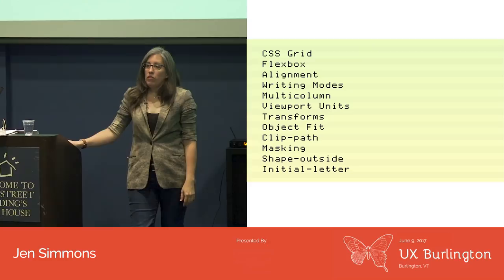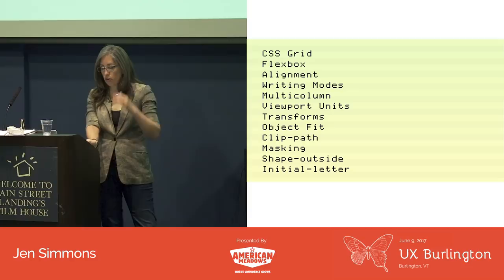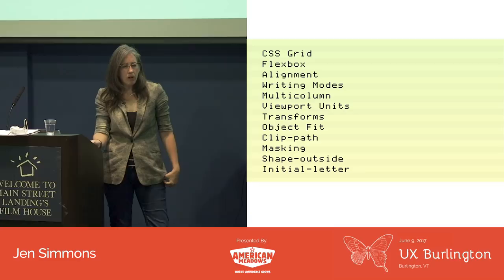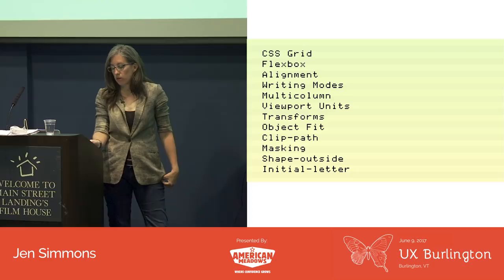I think that because of CSS Grid, but also because of a lot of other tools that have just shown up in our toolbox, including Flexbox, alignment, writing modes, multi-column, viewport units, transforms, object fit, clip path, masking, shape outside, initial letter. Some of these have been around for several years, although I don't think we're yet using them as much as we could be. And some of them are still to come. Alignment hasn't quite shipped yet, but it's coming, and there's going to be more tools after that.